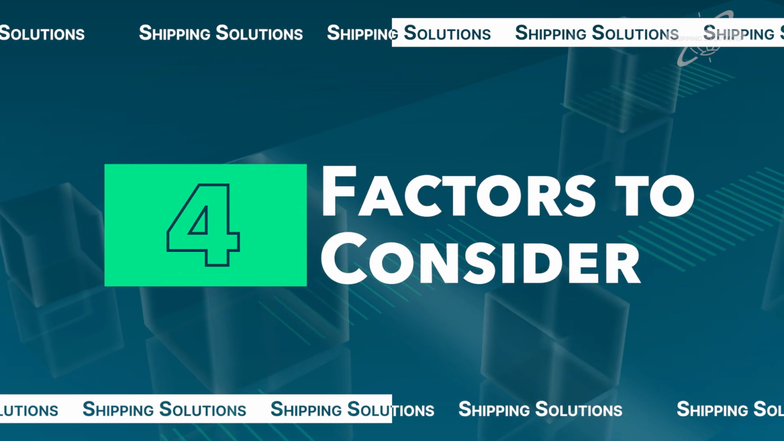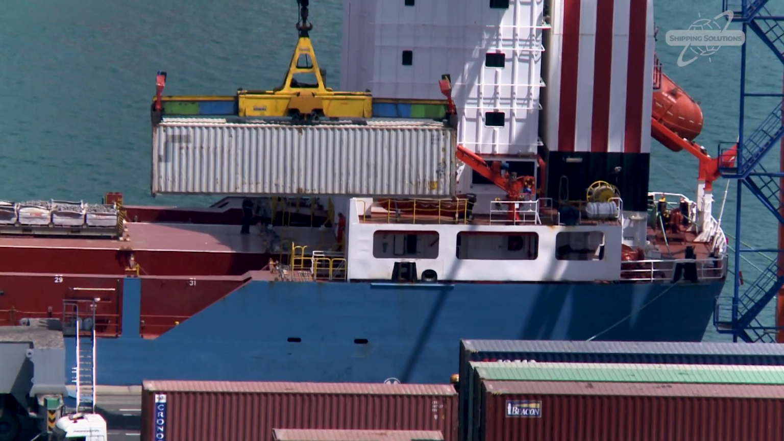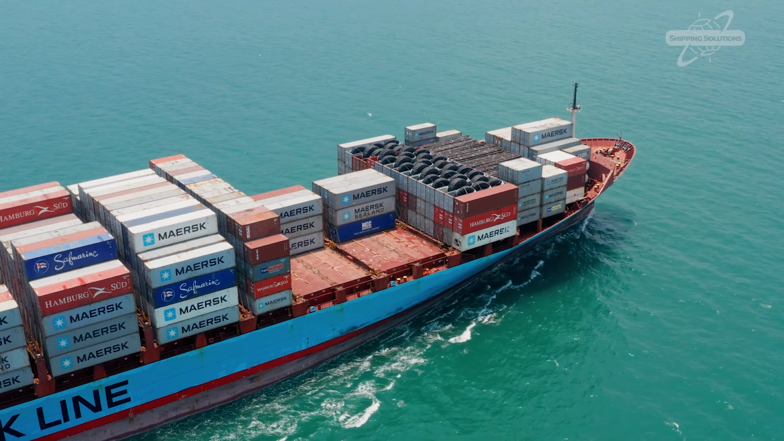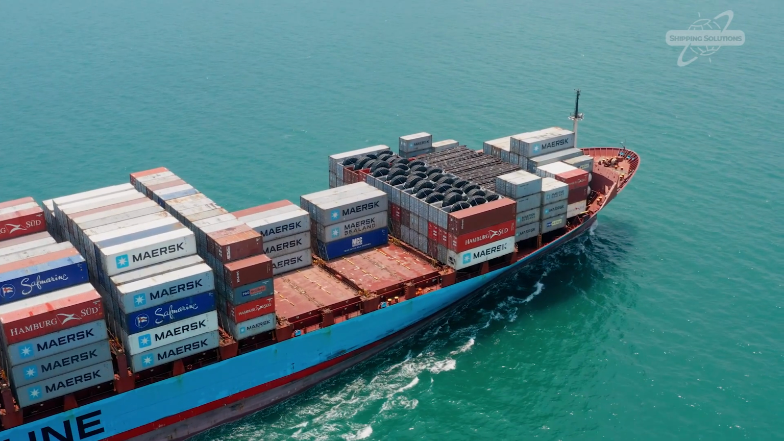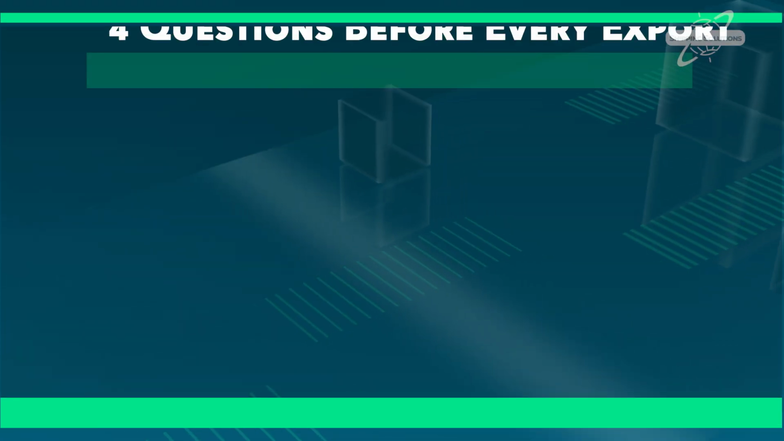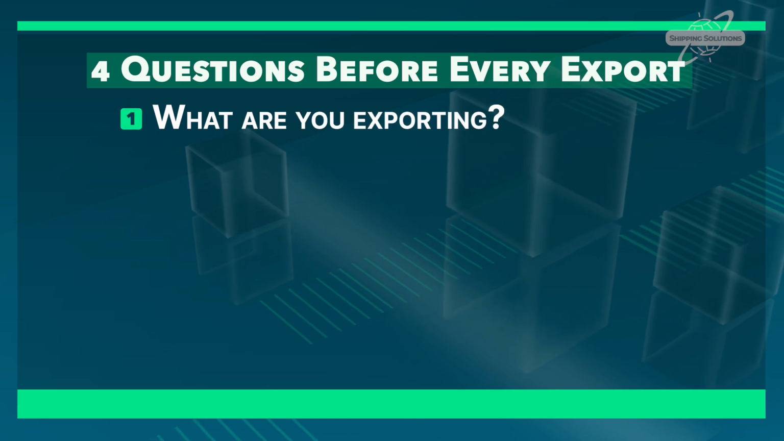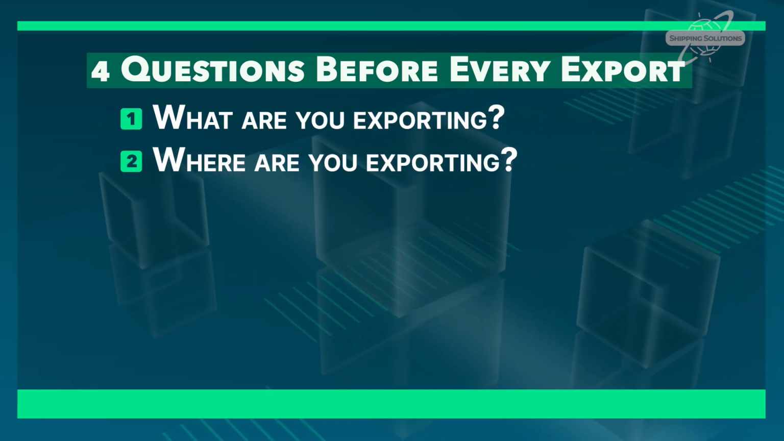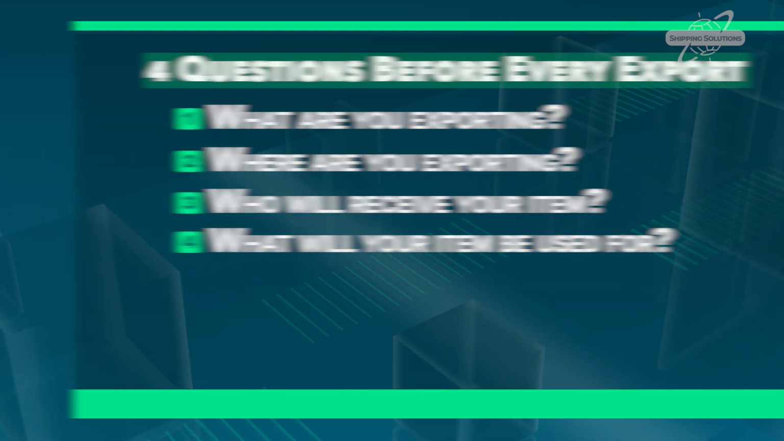A relatively small percentage of U.S. exports that fall under the jurisdiction of BIS require a license or have other restrictions. It depends on your item's technical characteristics, the destination, the end user, and the end use of the item. You should ask yourself these 4 questions before every export. What are you exporting? Where are you exporting? Who will receive your item? What will your item be used for?